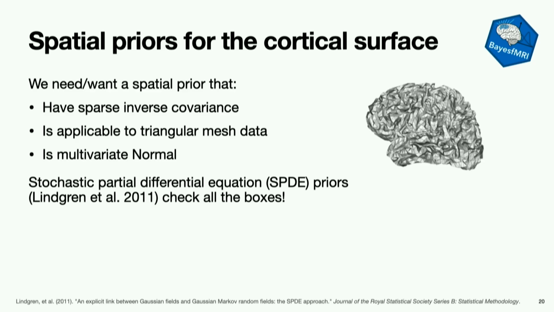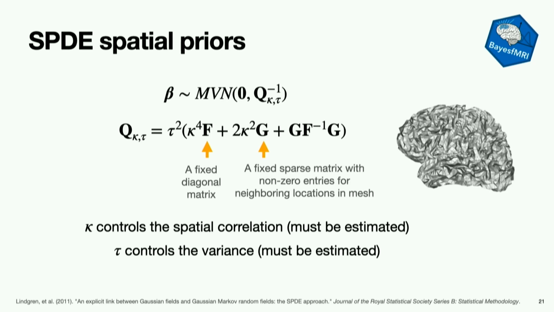Okay, so we want a spatial prior that can be applied to triangular mesh data. It must have a sparse inverse covariance, otherwise the computations will be impossible. And we'd also like it to be multivariate normal, because that will make our lives easier. A type of prior, and the only type of prior to my knowledge, that satisfies all of these boxes is termed SPDE priors. These have been developed over about the past 15 years.